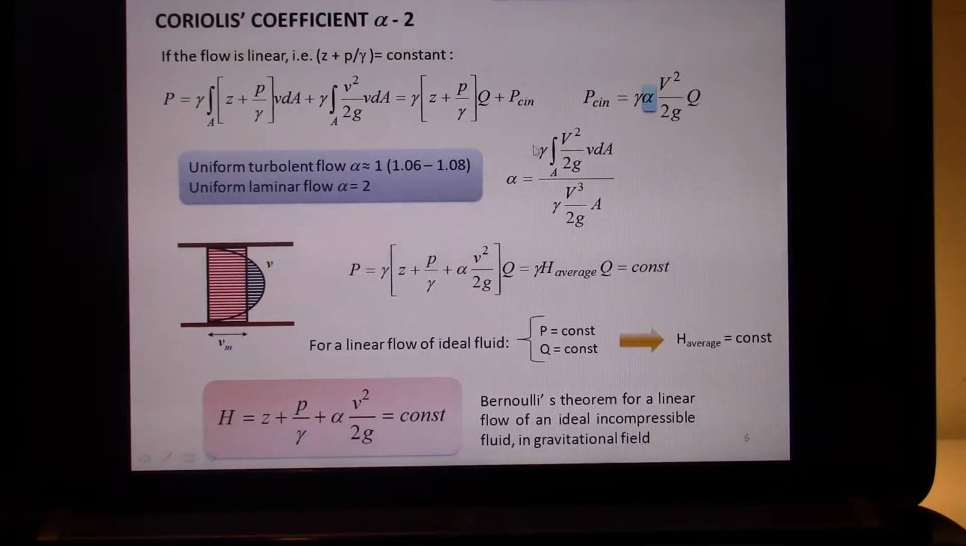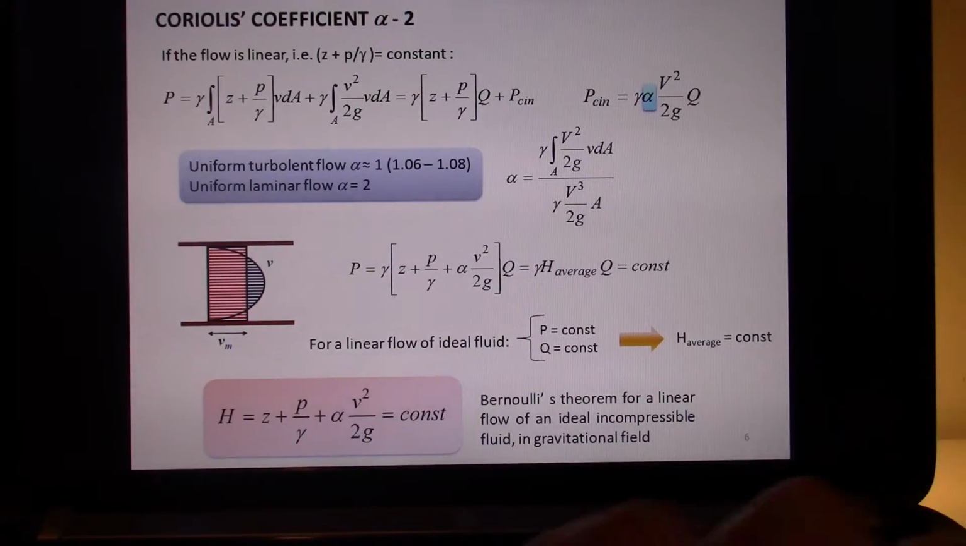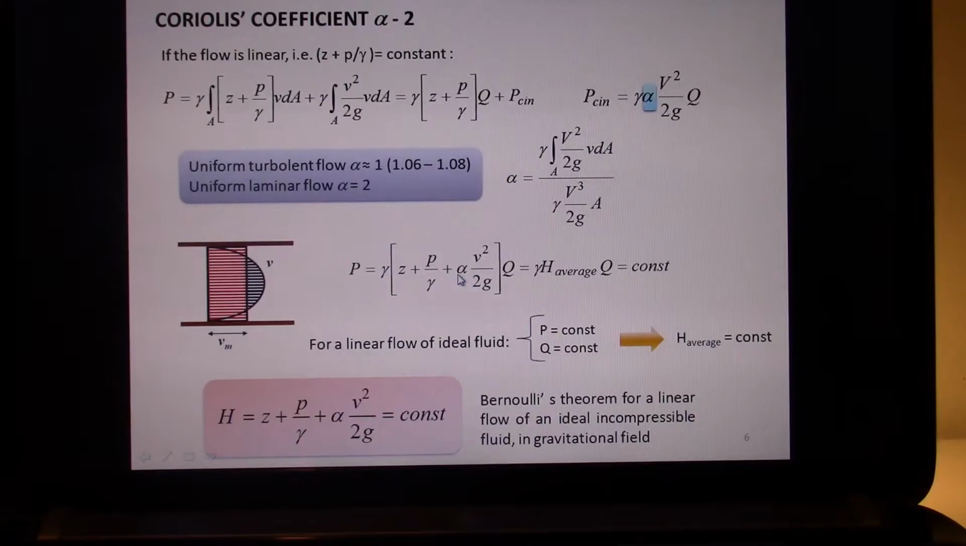Once we have defined the Coriolis coefficient in this other way, we can observe that our total power associated with the flow is given by the specific weight. Observe that right before, maybe also in your slide, there wasn't the specific weight, but it was my mistake. And then it is multiplied by the brackets, where inside you have something really similar to the total head associated with your flow, except for the presence of the Coriolis coefficient.